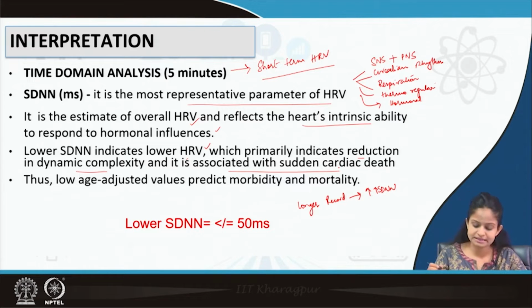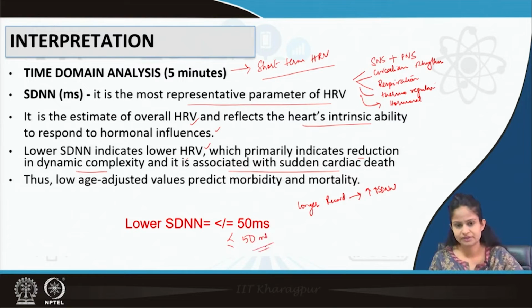Lower SDNN means the value should be less than or equal to 50 milliseconds. Generally we have more than 50 milliseconds to 100 milliseconds, then 100 milliseconds to generally 140 milliseconds, moderate and high or normal. So, generally less than 50 is the cutoff value for the SDNN. Less than 50 milliseconds we consider the person is having lower SDNN.